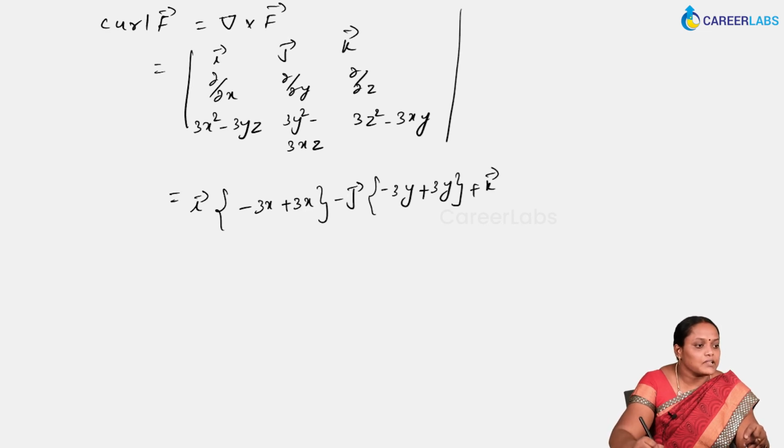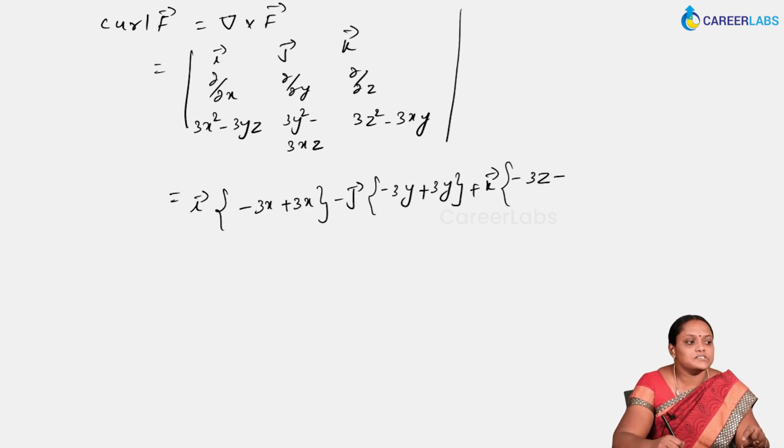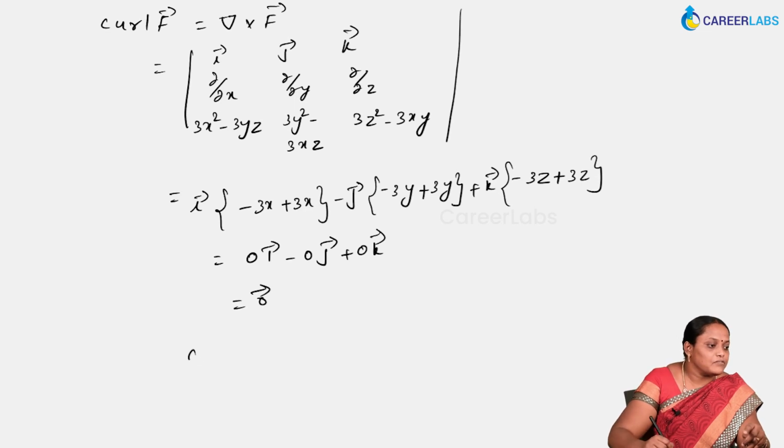Then plus k vector times ∂/∂x of this term is minus 3z. Then ∂/∂y of this term is minus 3z again. Minus into minus 3z will give you plus 3z. So this is nothing but 0 i vector minus 0 j vector plus 0 k vector. This is nothing but 0 vector. Therefore, curl of F vector is equivalent to 0 vector.